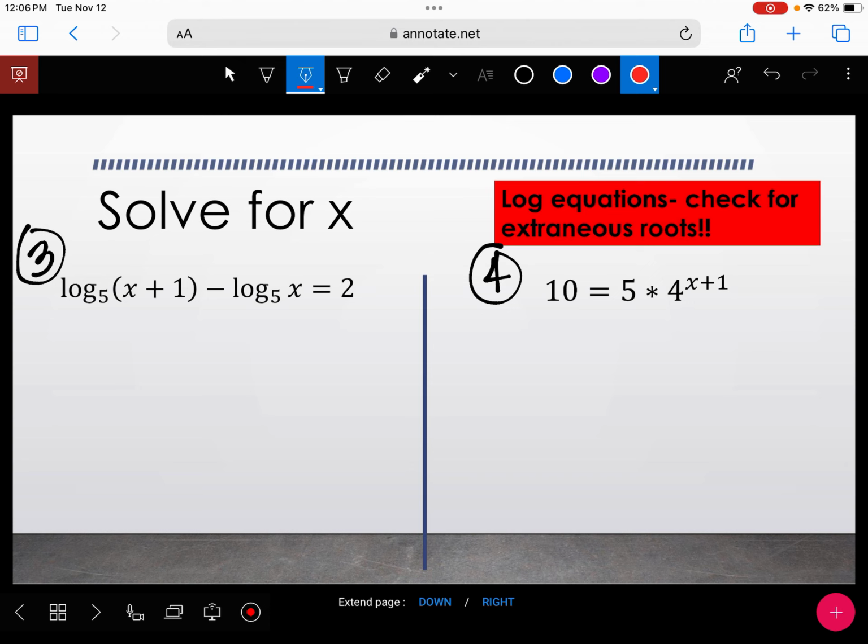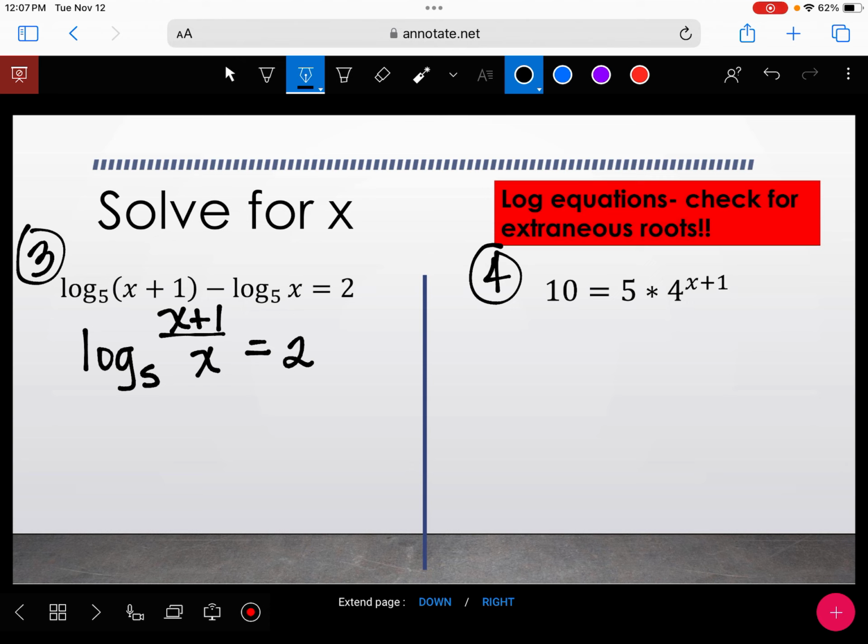All right, so we have another equation that has a property. When you take your test next week, you will have equations that have properties. And I think the biggest mistake is doing the wrong property. Someone may look at that and say, oh, I have to multiply it. But that's not multiplication because it's subtraction. Subtraction becomes a fraction. So we're going to write this as the log base 5, and now make your fraction: x plus 1 over x equals 2.